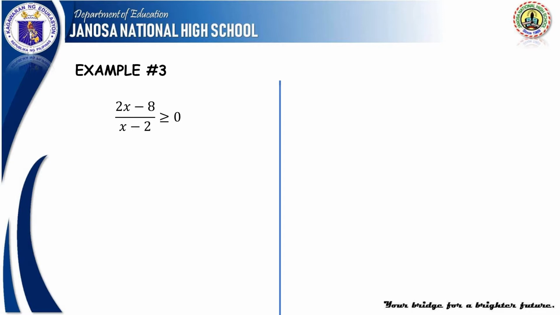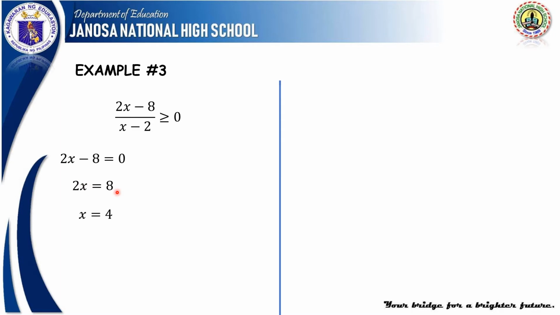Again, since this inequality is already in a single rational expression, we can now equate our numerator and our denominator to 0. Let's have first our numerator, which is 2x minus 8 is equal to 0. We will get 2x is equal to 8 by using transposition or additive inverse. And by dividing both sides of the equation by 2, we will get x is equal to 4.